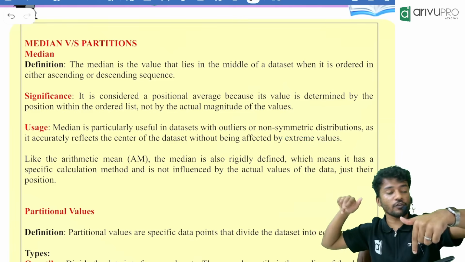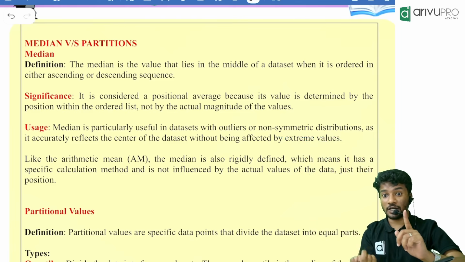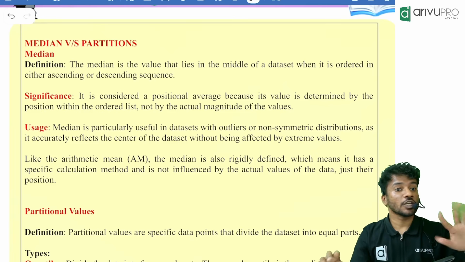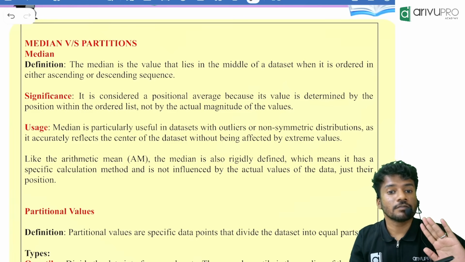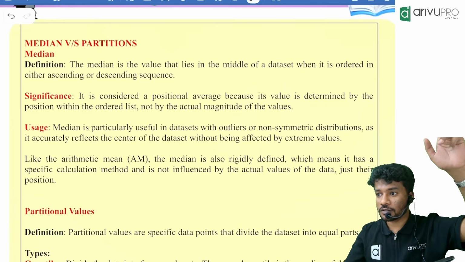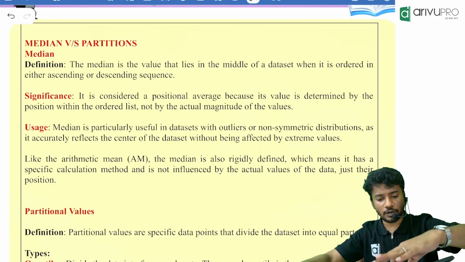What I am doing for you is combining both together. We are going to learn both of the things together so that you don't need to spend much time on learning this, because both are same. So partition and median, how are they same? I am going to put one thing over here.